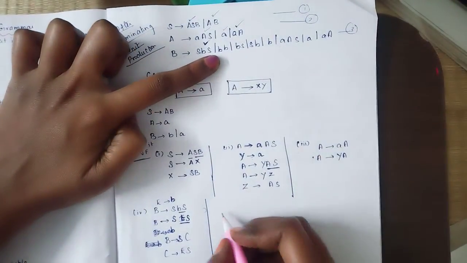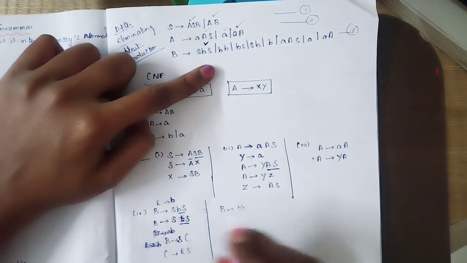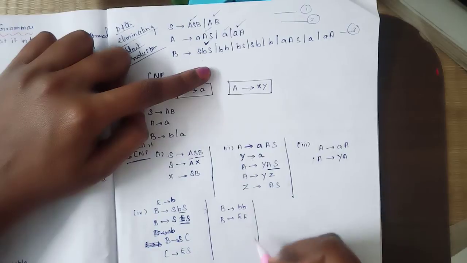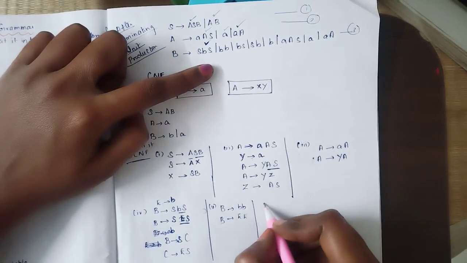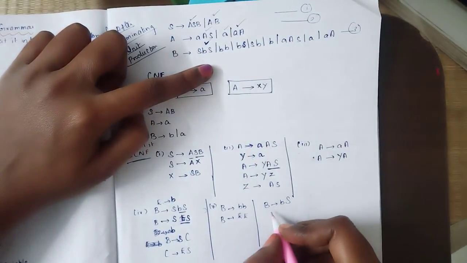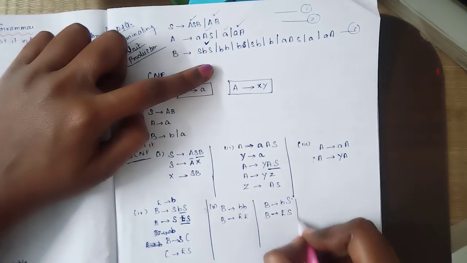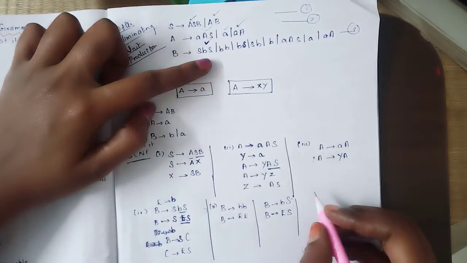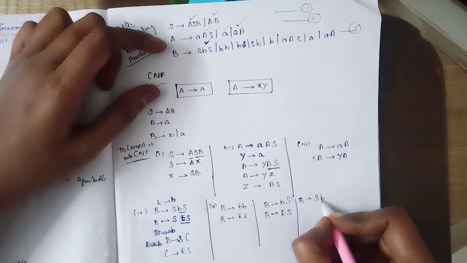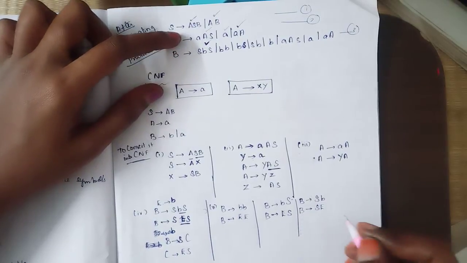Next one is B. So B tends to BB. So just now I have made b as E, so this is also finished. After that we'll have BS. So B tends to BS. So for small b you'll have E, so B tends to ES. After that SB, in the sense you'll have B tends to SB. So for b you have replaced by E. So B tends to SE, right?